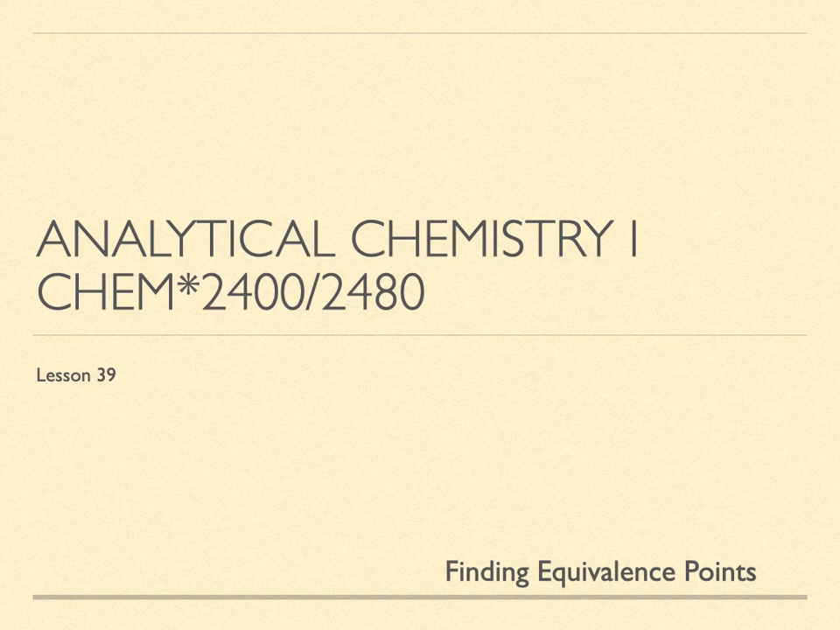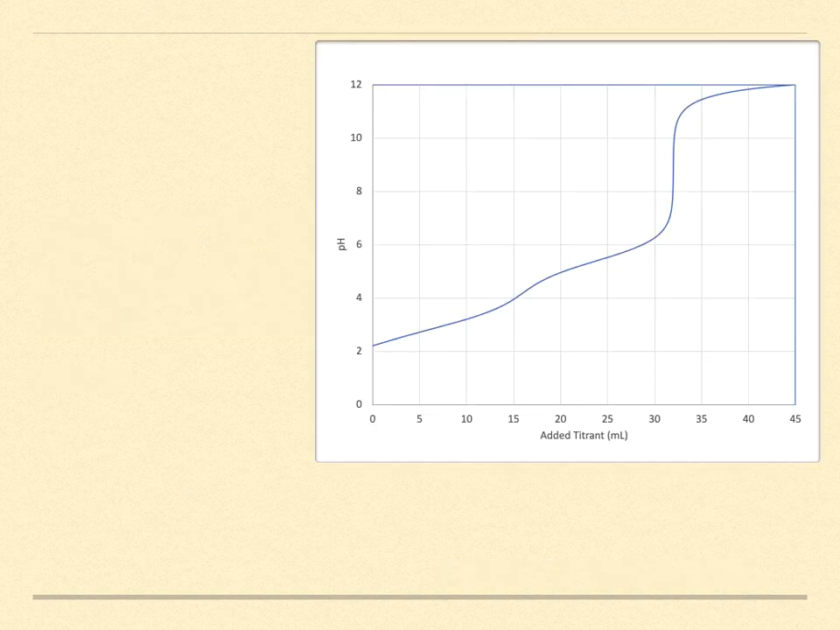The modern approach to titration is to use a pH meter attached to a computer and an auto titrator attached to the same computer. The computer can then acquire an accurate record of pH as a function of added titrant. But how would you go about determining the equivalence point from such a curve? Here again is the titration curve we saw in the last lesson.